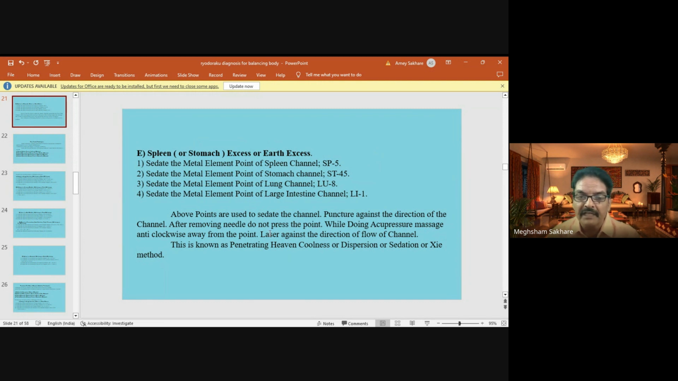After removing the needle, do not press the point. While doing the acupressure, massage anti-clockwise from the point and against the direction of the flow of the channel. Means SP5 is to be treated towards 45-degree towards the SP1 direction.